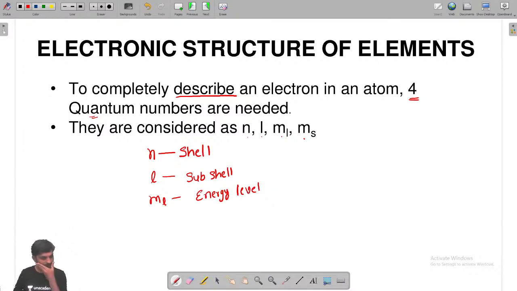Krishnaveni, good, Krishnaveni. Correct answer.